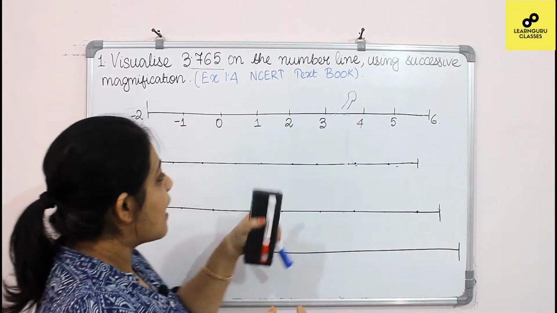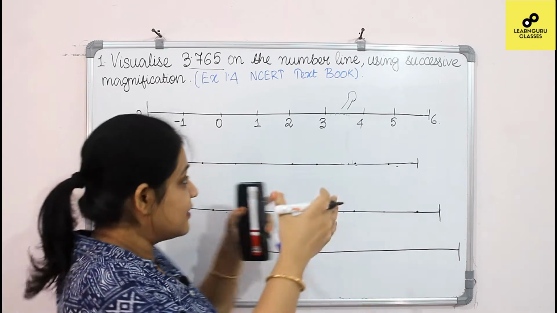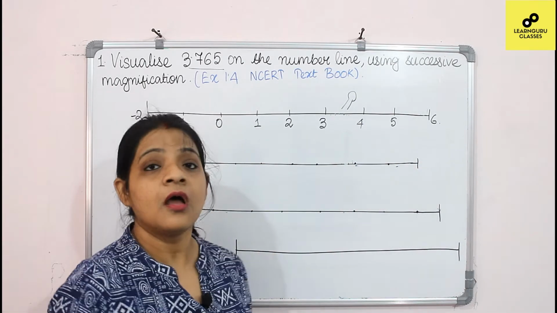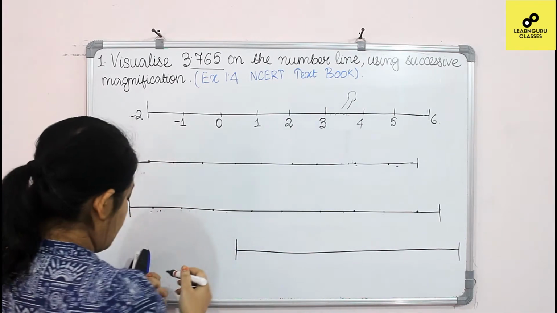Okay, so in the second number line, let us see the enlarged picture of the space between 3 and 4. So what do we do?